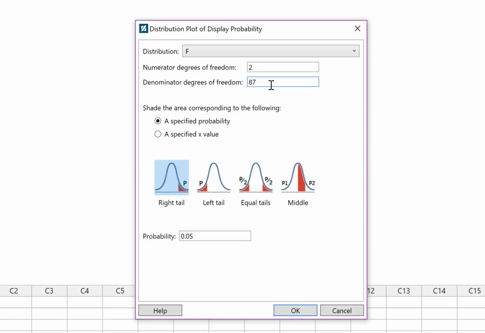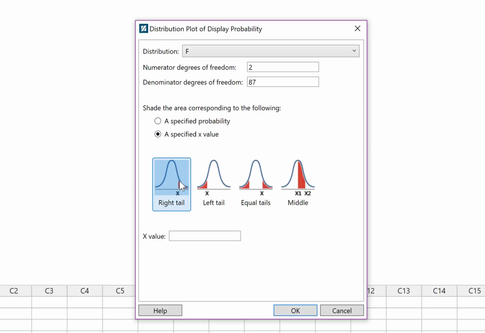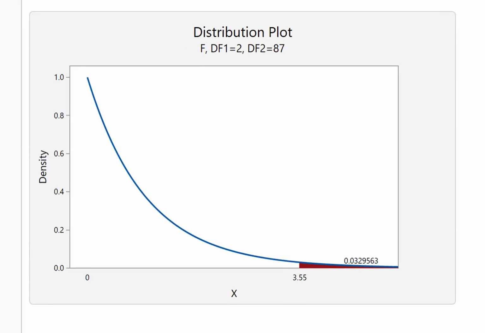We were given an F test statistic of 3.55. Minitab Express considers this a specified X value. F tests are always right-tailed. The p-value will be the area to the right of 3.55. Our p-value is 0.0329563.